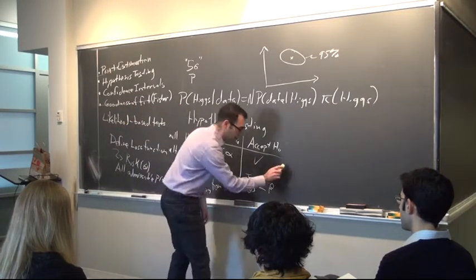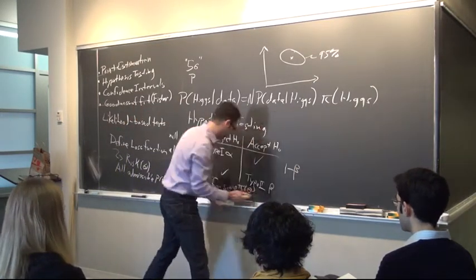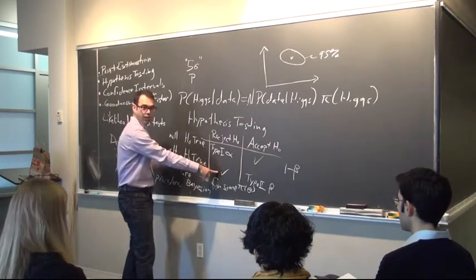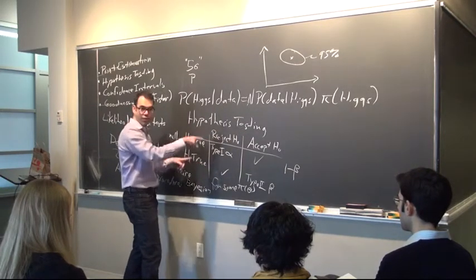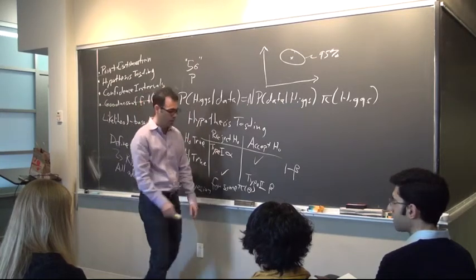Okay, and then there's a quantity called 1 minus beta, which is basically, when H1 is true, you reject the null and you claim discovery. You want to minimize beta with different H1s?